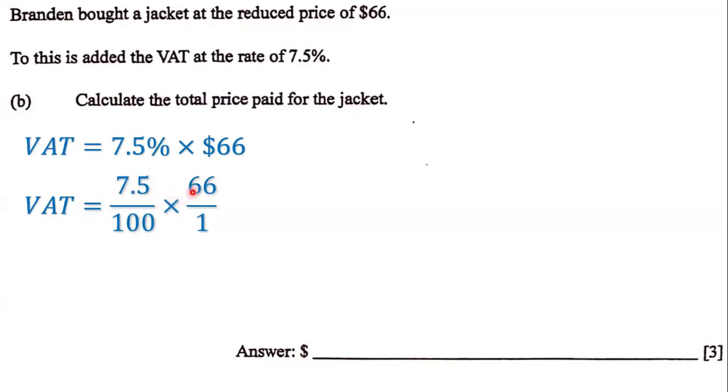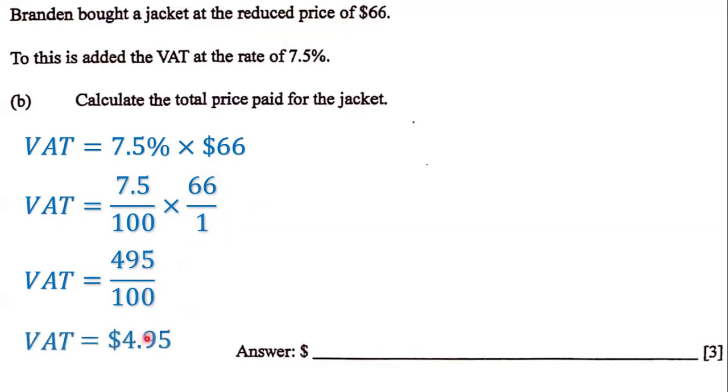We multiply it by the reduced price, which is 66. We put it over 1. Next, we take 7.5 and we multiply that by 66. And that gives us 495. And we take 100 and multiply it by 1. And that gives us 100. Next, we have to divide. So we take 495 and we divide it by 100. And that gives us $4.95. And so that means that the amount of the VAT is $4.95.